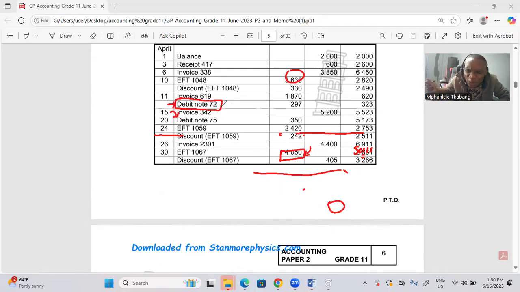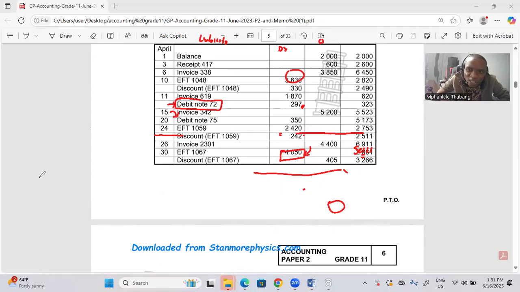And when we return goods to the supplier, the amount we owe to the supplier must decrease. That is why you see this 297 on the debit side, because I told you this is a liability account. Creditors ledger, it's a liability account. When we see an entry on the debit side, it means we are decreasing the amount we owe to the supplier by 297. And this was correctly recorded.